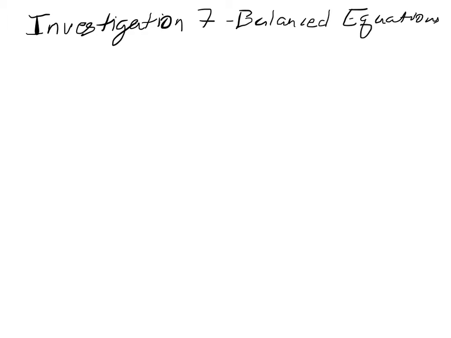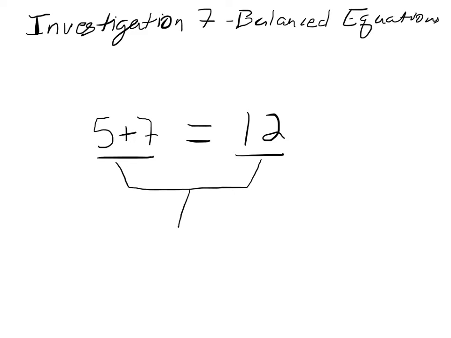Alright, 7th graders, Investigation 7, learning about balanced equations. And they're called balanced because when we put an equal symbol in the middle, if I have 12 on one side, the other side also has to equal 12. And that's what 5 plus 7 does. So if we made a balance here, we would say that this equation is balanced. Both sides are equal to 12. So that's a balanced equation.